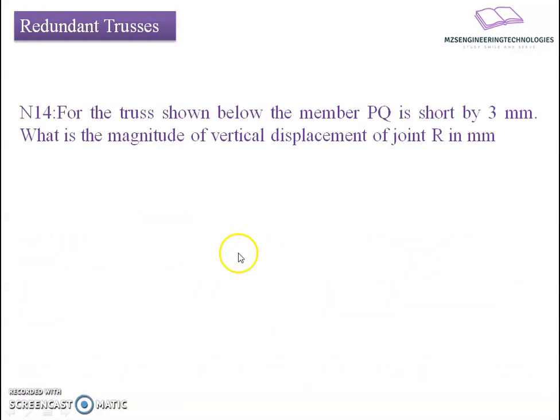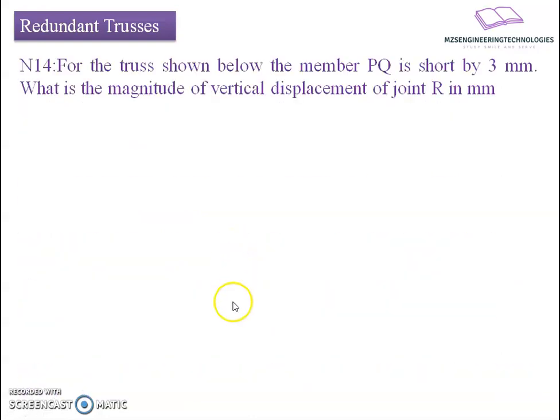So if we talk about the analysis and effect of this lack of fit in the member, let's try to get this understanding with reference to the estimation of member forces in determinate and indeterminate trusses with numerical examples. Numerical number 14 has a statement: for the truss shown below, the member PQ is short by 3 mm. What is the magnitude of vertical displacement of joint R in mm?